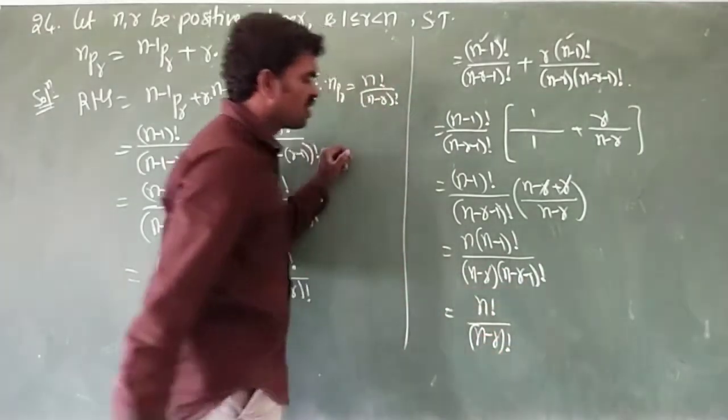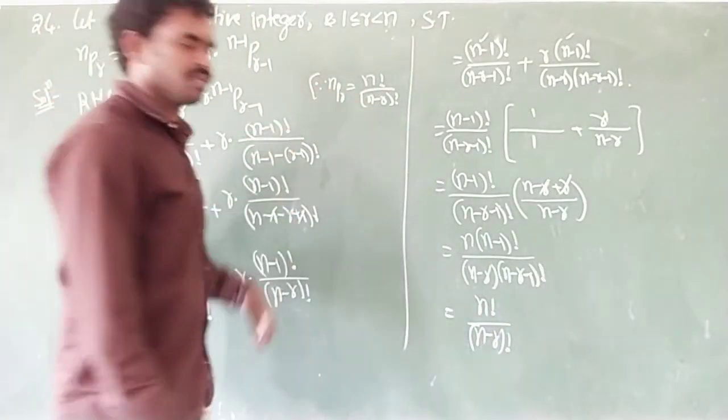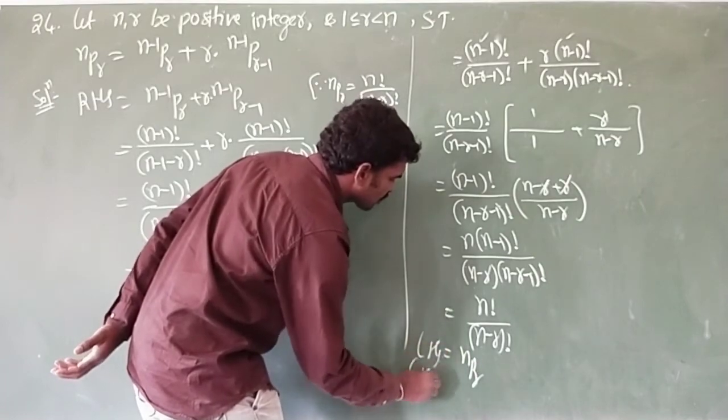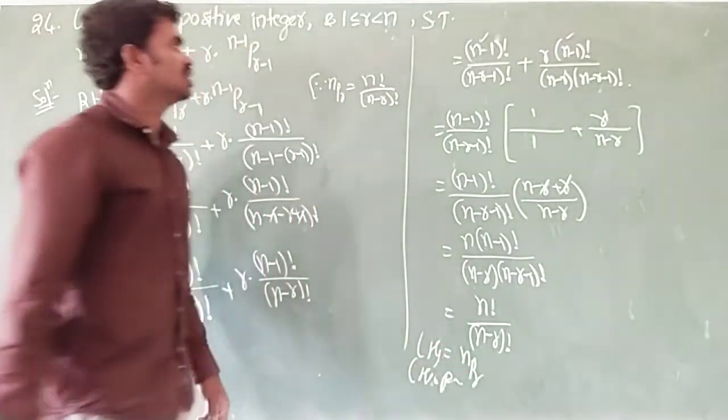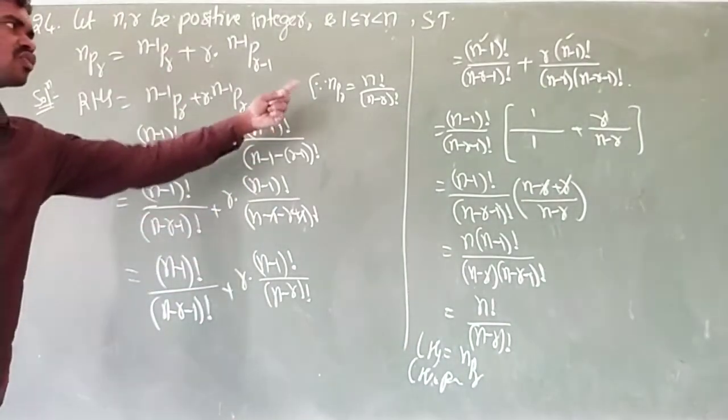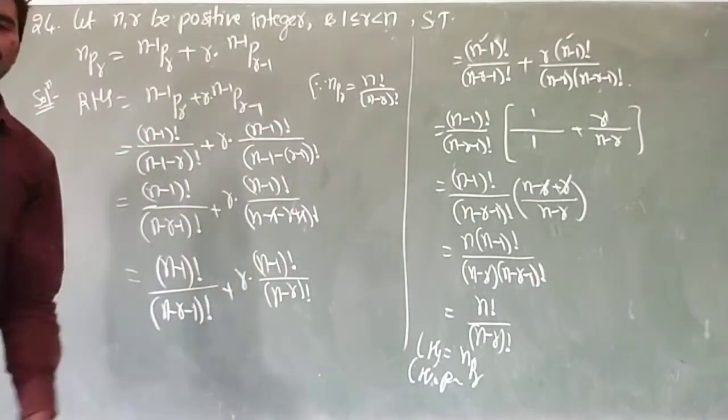So what do you mean by n factorial by (n minus r) factorial? That is the formula of nPr, which is equal to nPr. So LHS is equal to RHS. Hence proved. This is the solution. Take RHS and simplify according to the formula. Take common, we get our LHS.